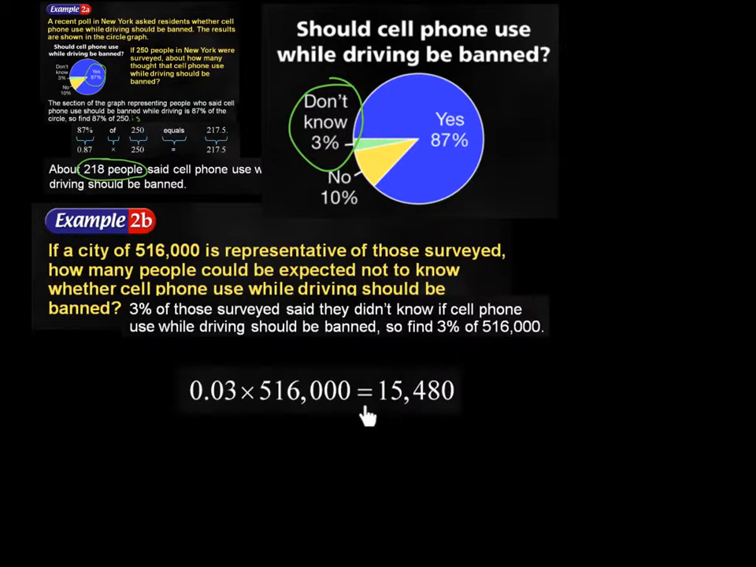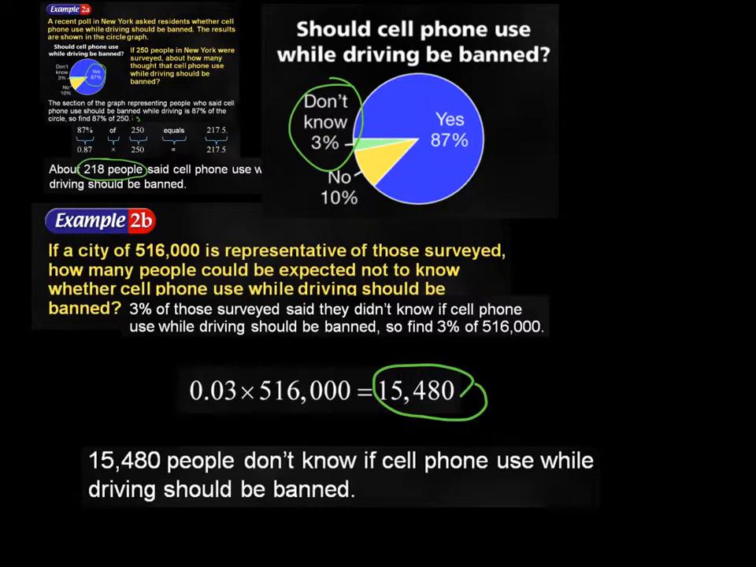516,000 equals... and then I used a calculator and I got 15,480 people. And that's how many people didn't know if cell phone use while driving should be banned or not.